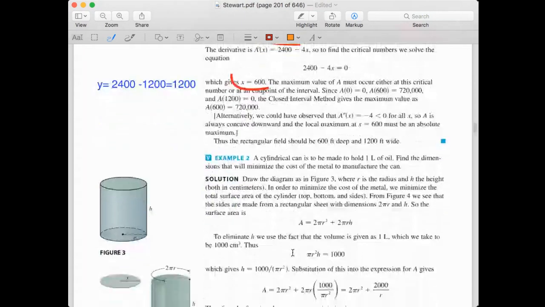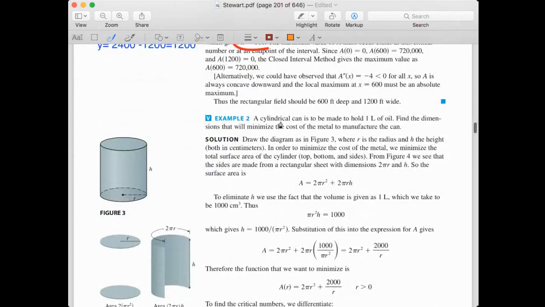Let's see example 2. A cylindrical can like this is to be made to hold 1 liter of oil. Okay, 1 liter of oil to hold. What's that? That's a volume, right? That's talking about the volume of this cylindrical can. So find the dimensions. Again, find the dimensions. What are the dimensions of a cylindrical can?